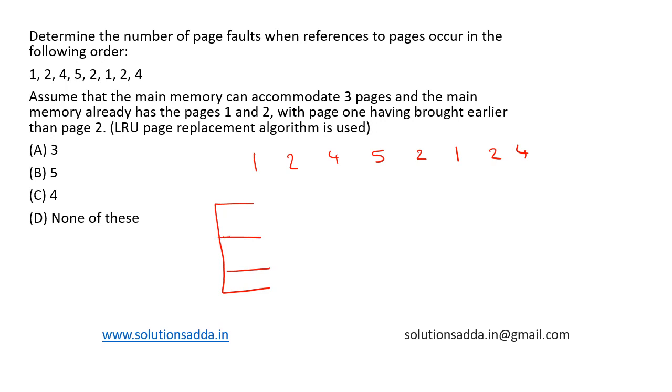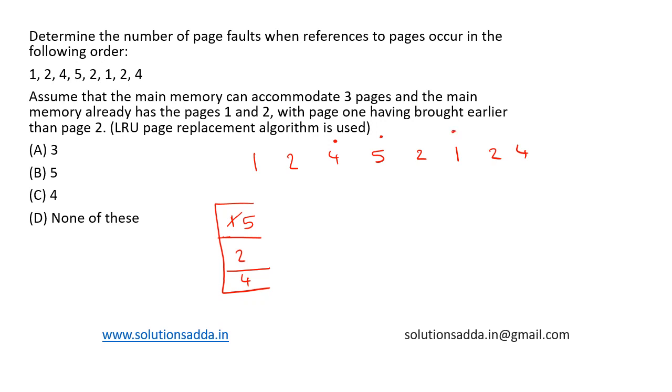Now 1 is already in the main memory as well as 2 is also there in the main memory. Now when we refer 1 and 2, it is a page hit, but when we refer to 4, it is a page miss. This is denoted by a dot. Now 4 is brought into the main memory. Now when we refer 5, 5 is also a page miss. So among the frames 1, 2 and 4, 1 is the least recently used, so it will be replaced by 5. Now when we refer 2, it is already a page hit, and when we refer 1, it is a page miss.